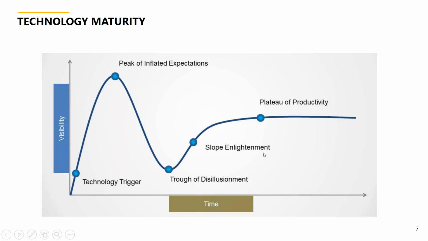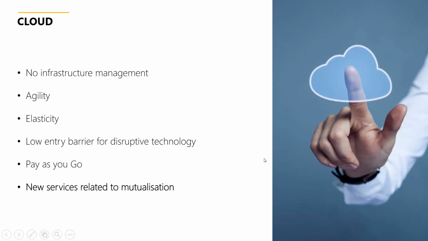And really that's what we're now going to go into, is some examples around technology and where it would sit on this technology maturity graph rather than anything else. Now, the first one that we're going to talk about is cloud, because it's been around for quite a long time.